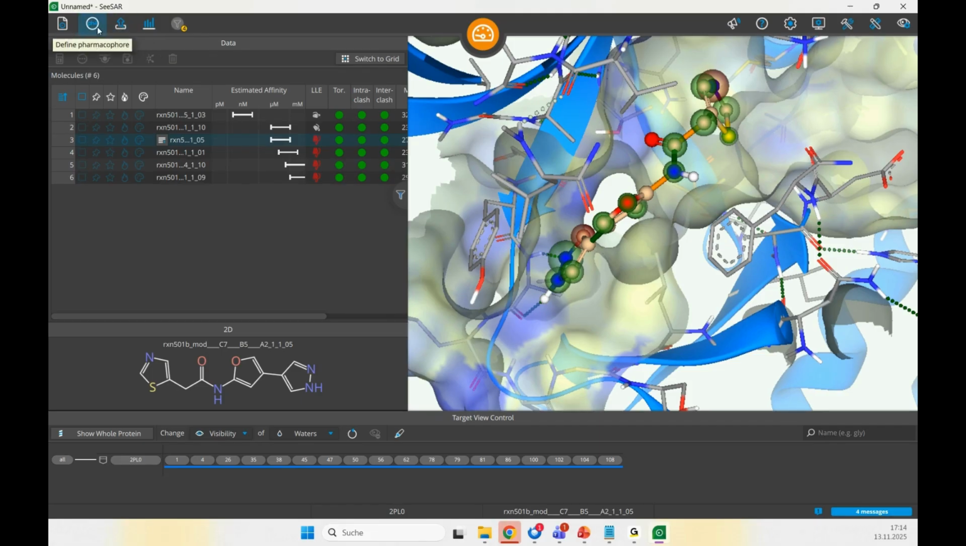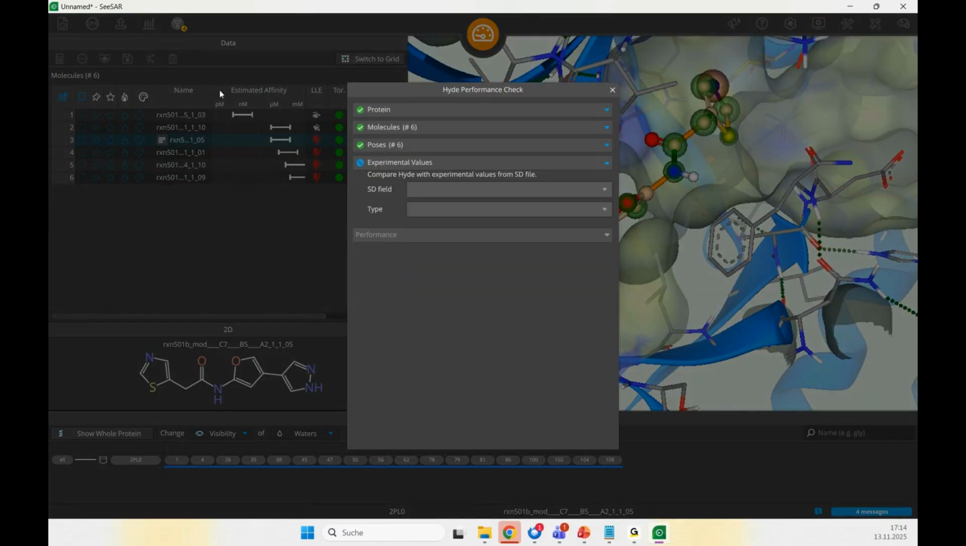And as I've mentioned, I get asked the question quite a lot, how does SeeSAR perform? The good thing is you can check it with your own in-house data. So ultimately, you have your compounds, you have your activities, and with the HYDE performance check, which is placed here, you can couple the affinity prediction of HYDE to your biological data to see what the R-squared values for your compounds are, so the correlation. Yeah, so the analyzer is a very sophisticated tool.